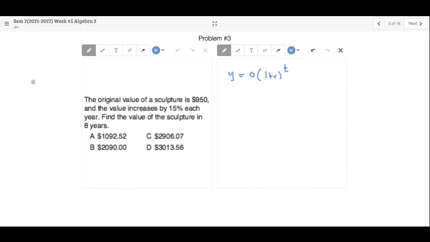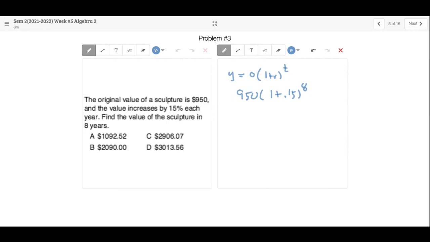So if I was going to do this problem, it says original value of sculpture, $950. So that's my original amount. The value is increasing, so I'm going to go 1 plus 0.15 each year. Find the value of the sculpture in 8 years. So this is a function that I would set up. Pretty easy to write an equation.